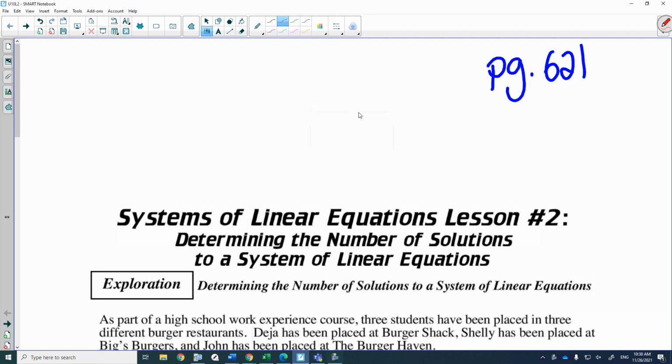Okay, we will be working through lesson 2 on page 261. This is going to just continue off with what we learned yesterday. And to review what we learned yesterday, what we are doing is we are solving systems. So just at the top of your page, write solving systems.